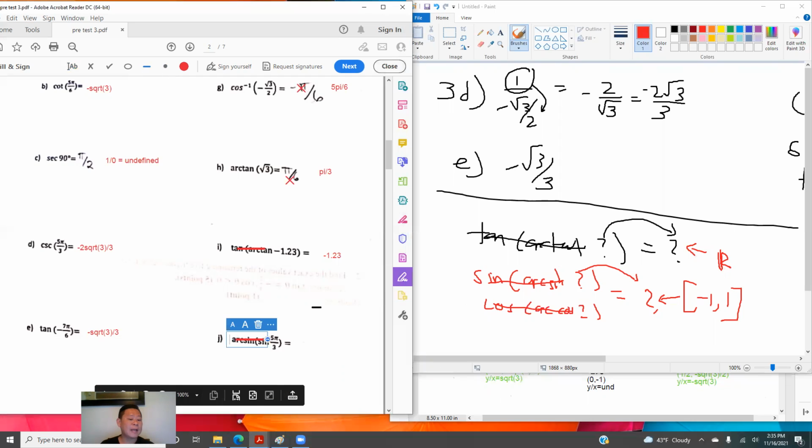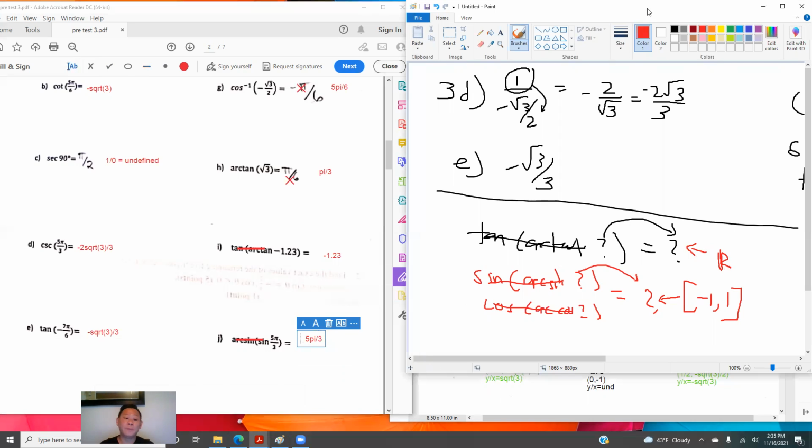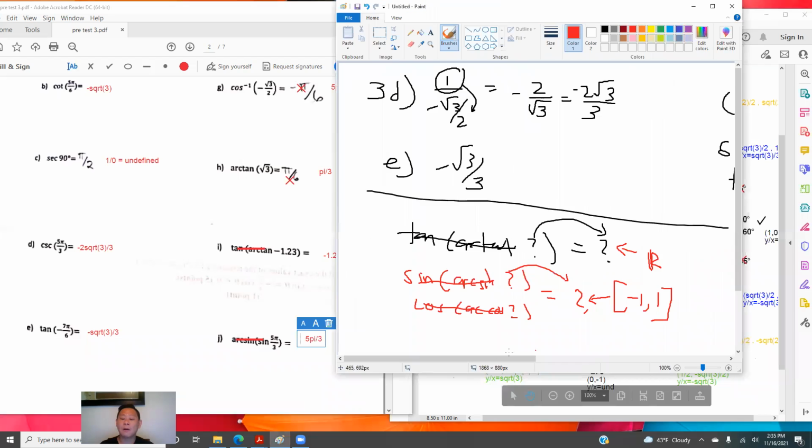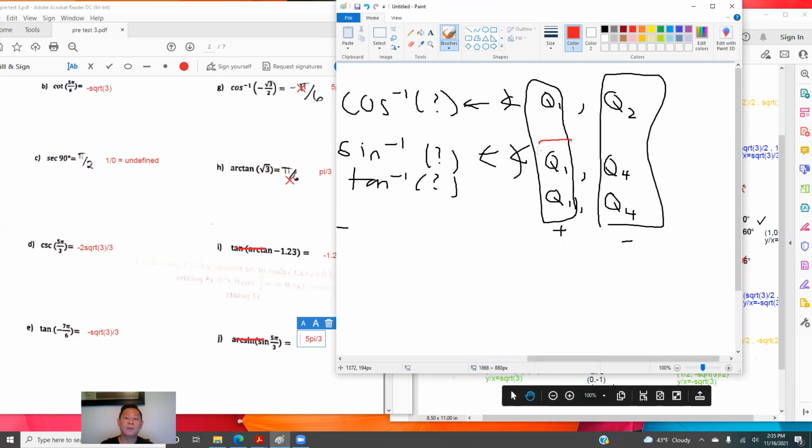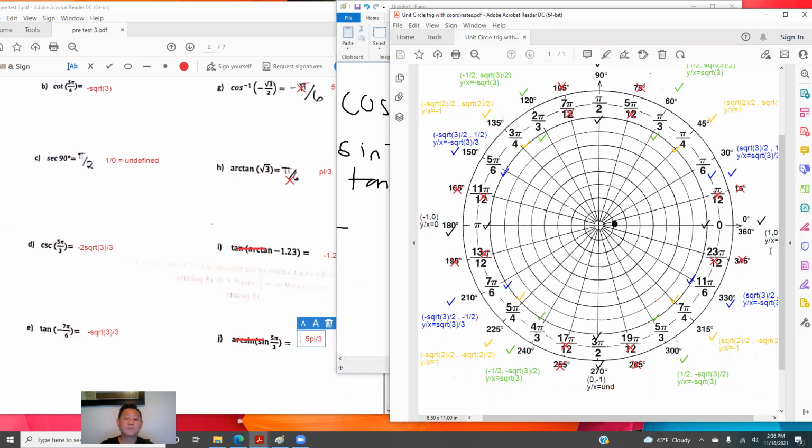Same thing with J, the sine and the arcsine will cancel. So your answer in this case is 5 pi over 3. However, if you refer back to your arcsine, in this case it can only be found in what? Quadrant 1 and 4. So where is 5 pi over 3 at? In the 4th quadrant.